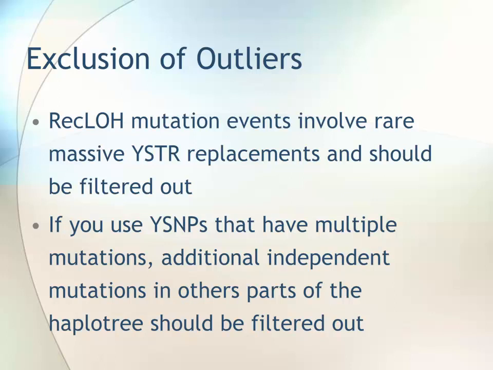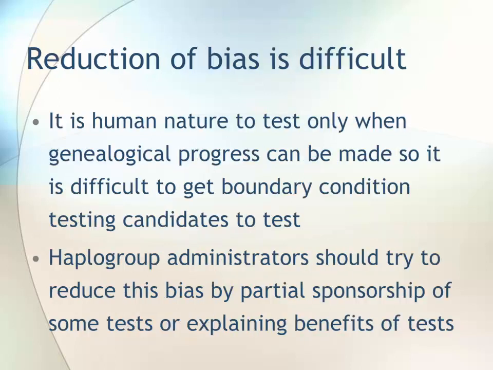Some of them are very useful that have multiple independent mutations across the haplotree. And so if you use these particular YSNPs that have multiple mutations, they can be extremely useful within your haplogroup. But when it comes to model time, if you include all of R, you may find a couple of independent events of this mutation, so you've got to filter them out in a rational manner.